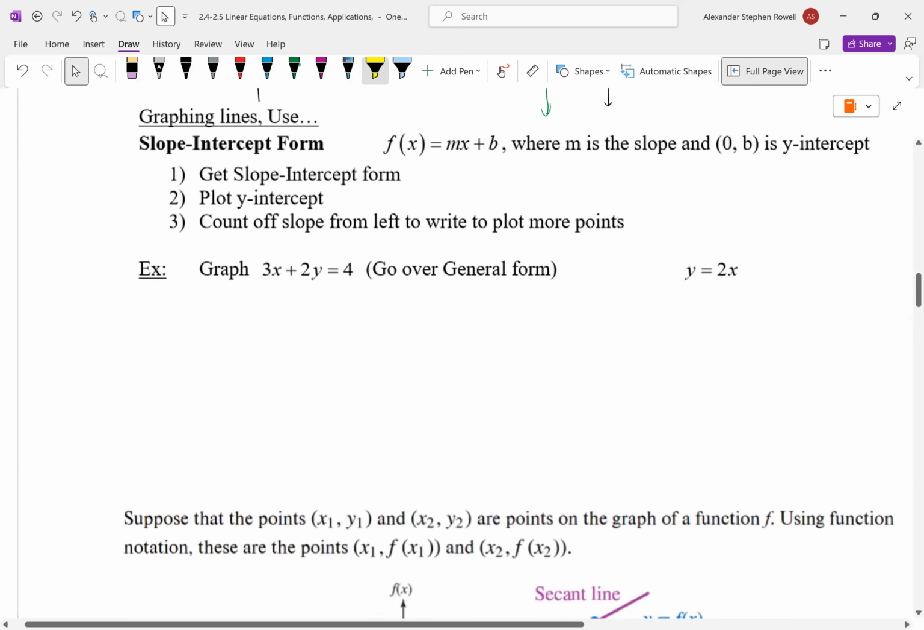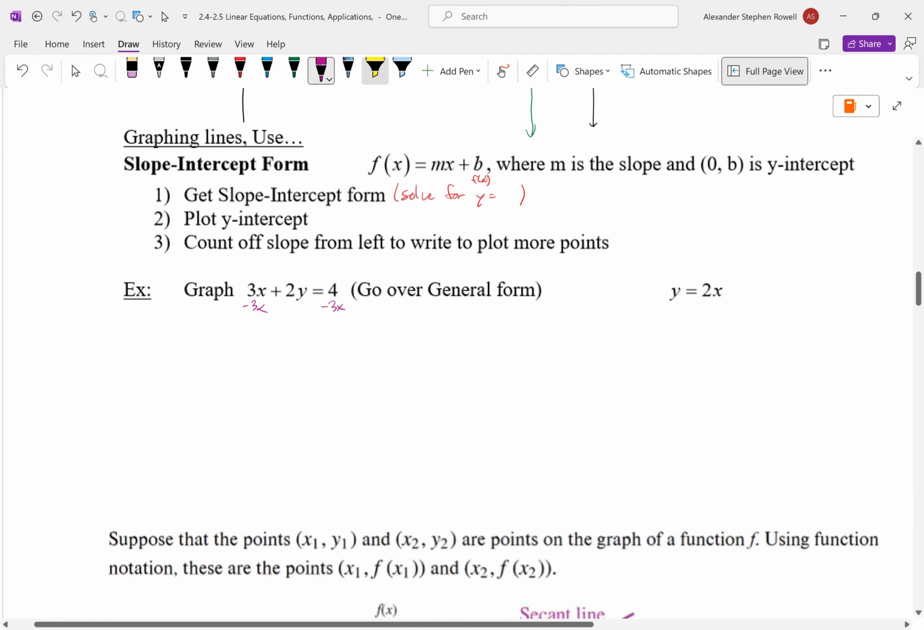Let's use the slope-intercept form to graph linear functions. First, we want slope-intercept form, which means solve for y, or f of x in function form. Then you want to plot the y-intercept and count off the slope from left to right. So first thing, how do we solve for y? Yeah, subtract 3x from both sides. 2y is equal to -3x plus 4. Then we do what? Divide by 2.